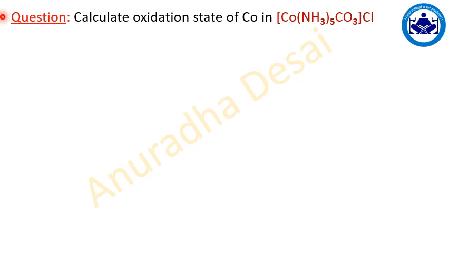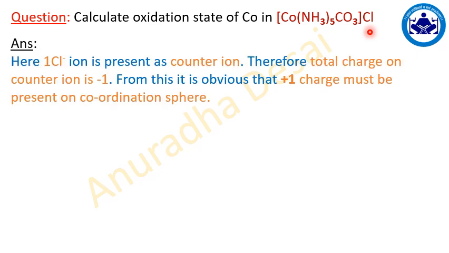Now let's start with the last problem of this video. Calculate oxidation state of Co in [Co(NH3)5CO3]Cl. If you look at this particular complex, you will come to know that counter ion is present along with the coordination sphere. Which counter ion is present? Cl minus ion is acting as counter ion. How many counter ions are present? Only one counter ion is present. So total charge on the counter ion is -1, and therefore total charge on the coordination sphere will be +1.